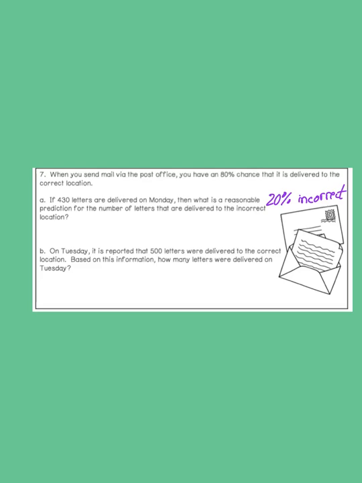So I want to know, what if there's 430 letters? Well, 20% is what? 20 out of 100. So that would be assuming 20 of the letters are delivered to the wrong location out of 100 total, because that's what percentage is. So I want to know how many if I had 430.